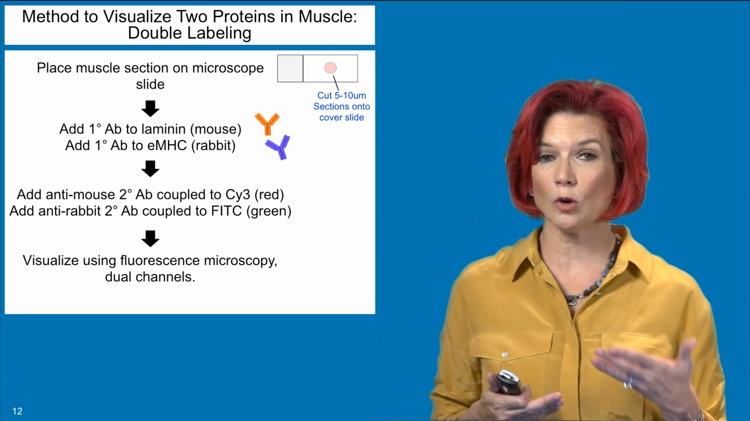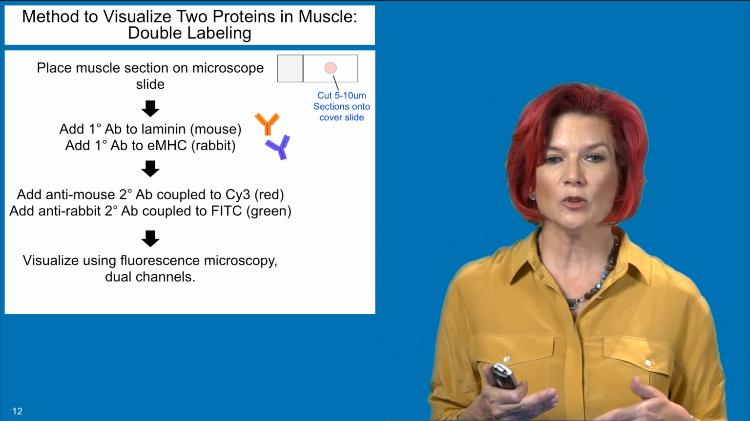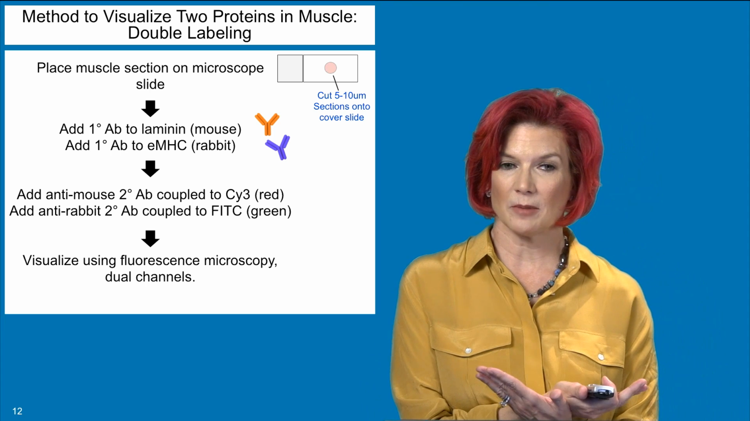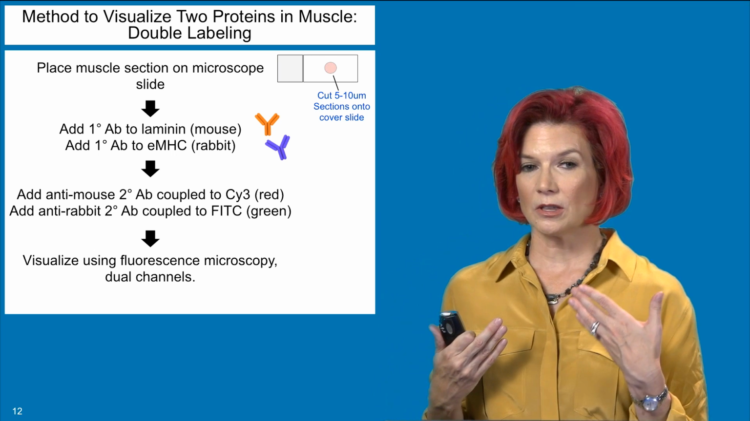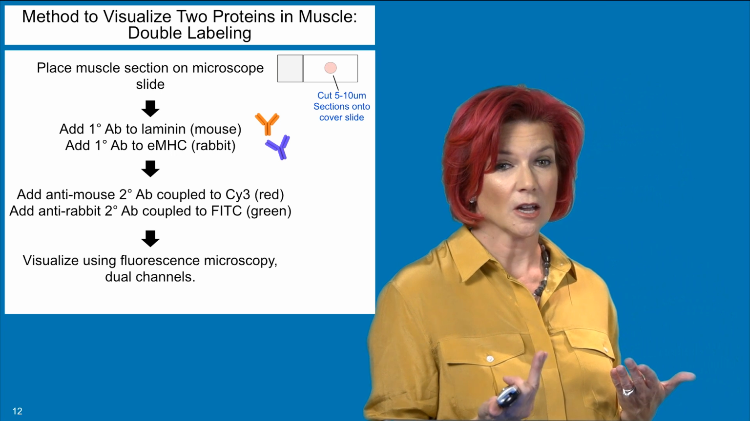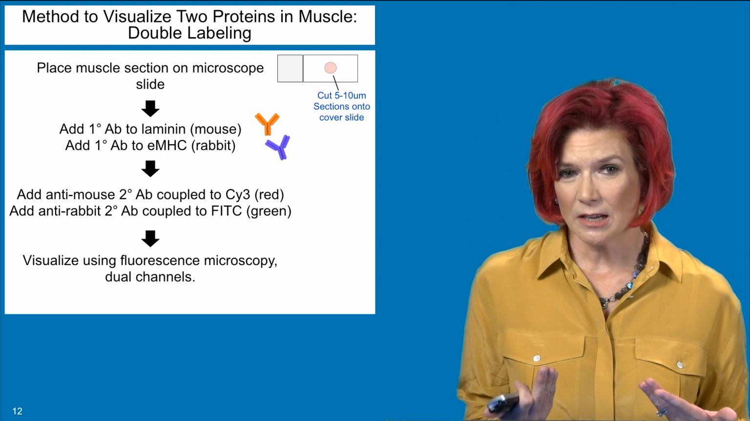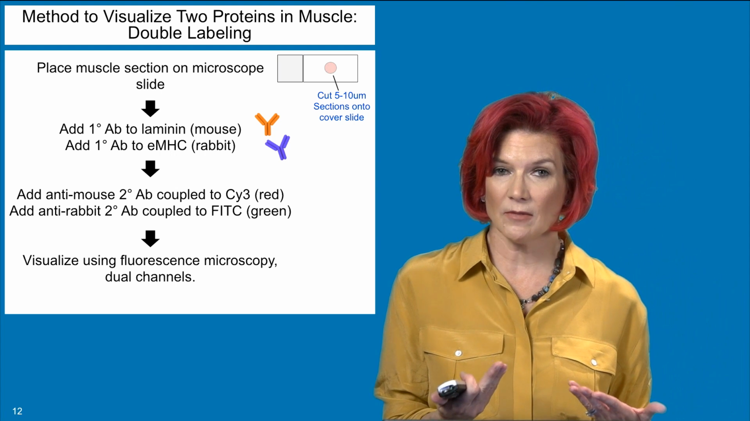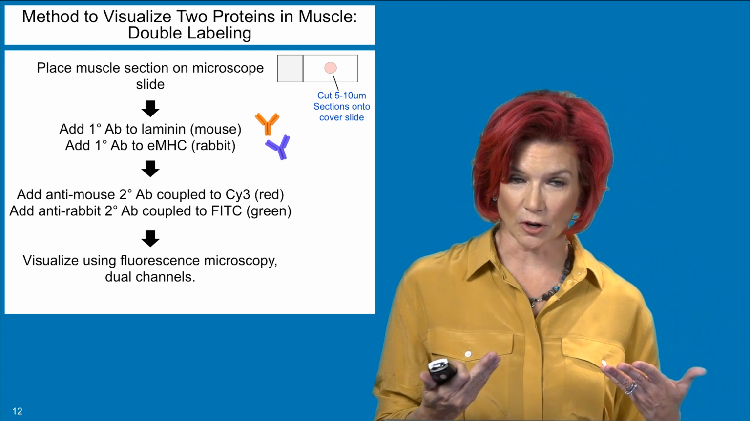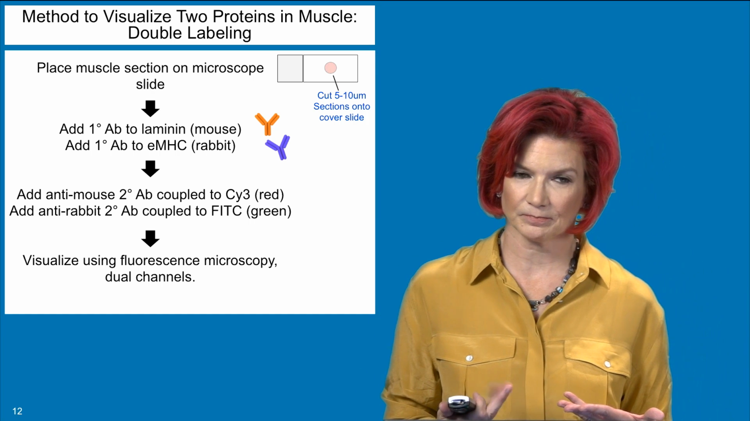Now, if you want to do a co-labeling experiment or you want to detect 2 proteins at the same time, you would elect to use antibodies that were created in different species. In this example that I'm giving you, the sections are incubated with laminin antibodies, which were generated in mice, at the same time that they're incubated with antibodies to the embryonic myosin heavy chain that were generated in rabbits. Now, remember that the embryonic myosin heavy chain detects newly regenerating fibers, because as a fiber is undergoing nascent regeneration, it expresses the embryonic form of myosin heavy chain.